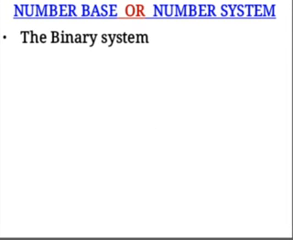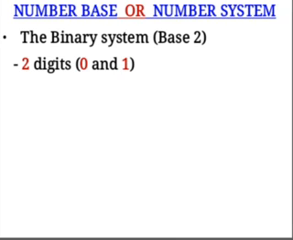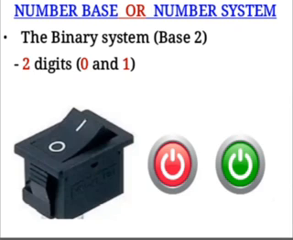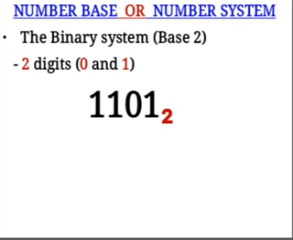The binary system is also known as base 2 numeral system. It makes use of only two digits, typically 0 and 1. These digits are each called a bit, and this system is mostly applicable in computer technology. Binary numbers are also used to label the power button or switch of some electronics. In writing binary numbers, the subscript of 2 is written just after the binary digits. This subscript is necessary for the readers to know the base or system in which the digits are written.